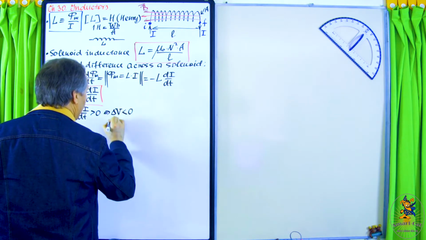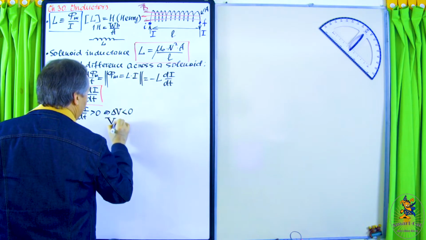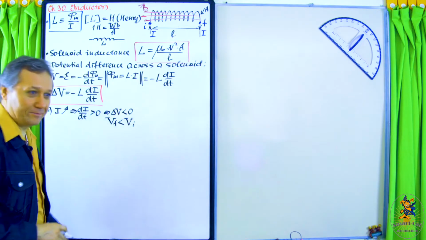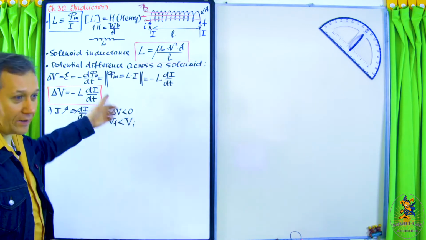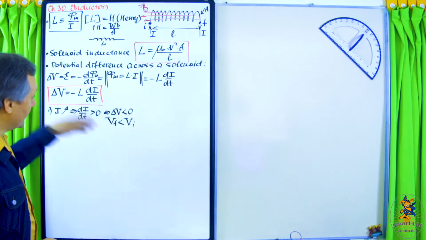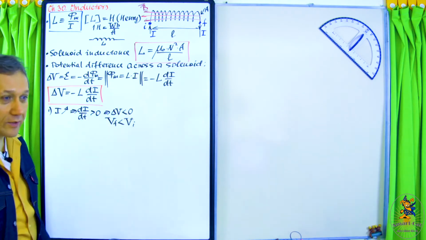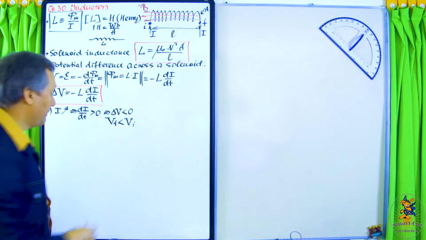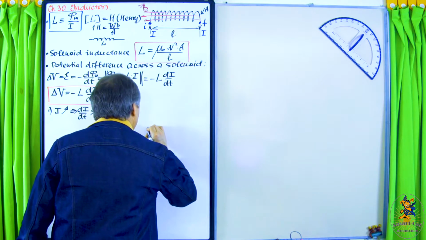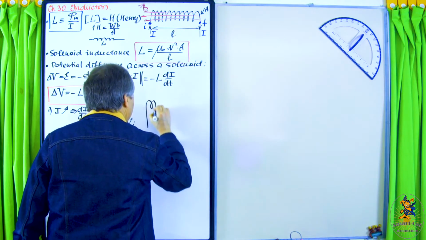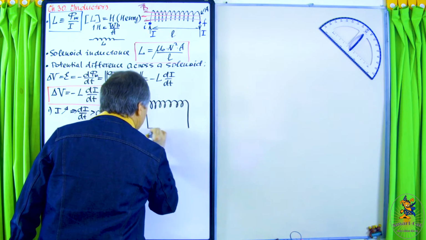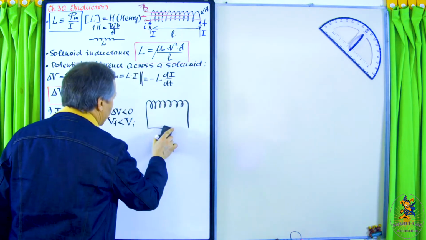So what does negative mean? It means that V final is smaller than V initial, because delta V is V final minus V initial. So the potential at the final point is smaller than the potential at the initial point. Let me redraw this picture very quickly. Let's say this is our solenoid, and let me make it slightly bigger.